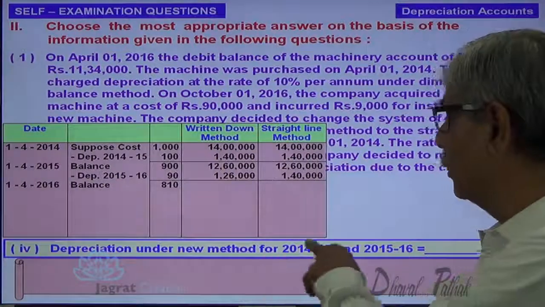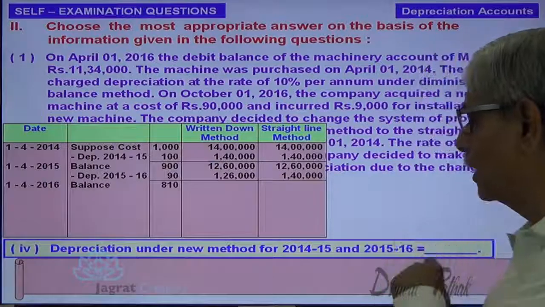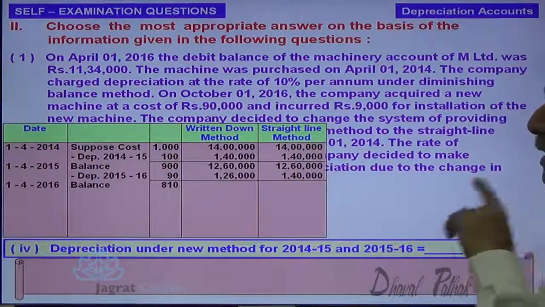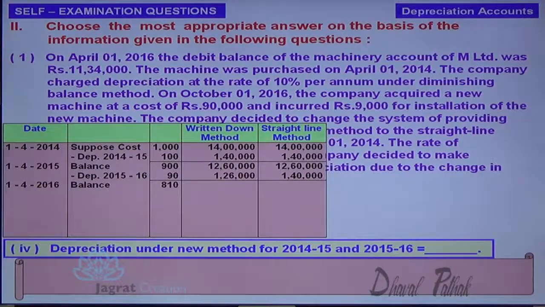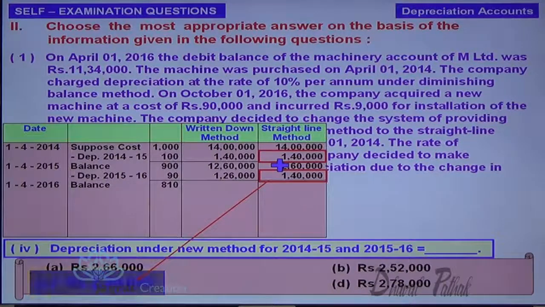Depreciation under the new method for 14-15 and 15-16. This is the new method to be followed. And depreciation under the new method for 2 years works out to be 1,40,000 plus 1,40,000. So the total of this, 2,80,000, is the depreciation as per the new method.